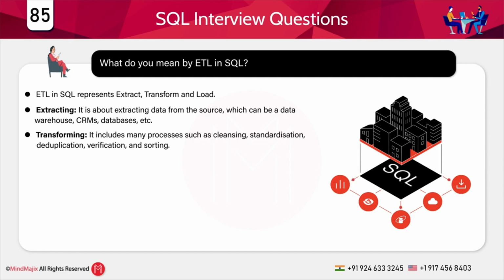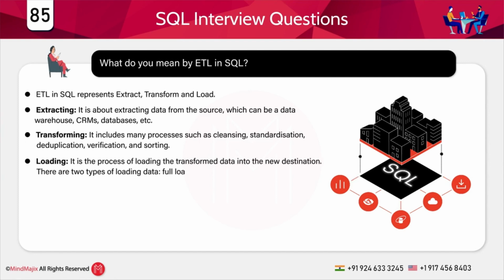The last step is the loading of the data. Once the data is extracted and transformed, you load the data into the target. This is the process of loading the transformed data into a new destination. There are basically two types of data loading: full loading and incremental loading. In case of full loading, all of the data is loaded in one go. In case of incremental loading, the data is loaded into the destination in various steps.